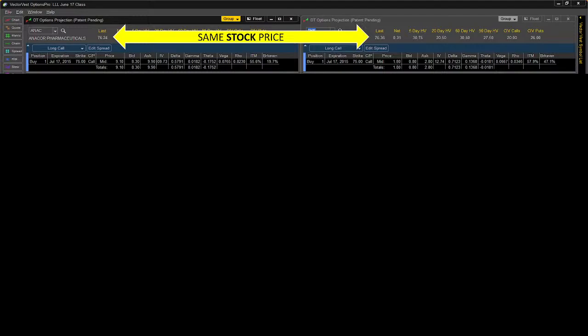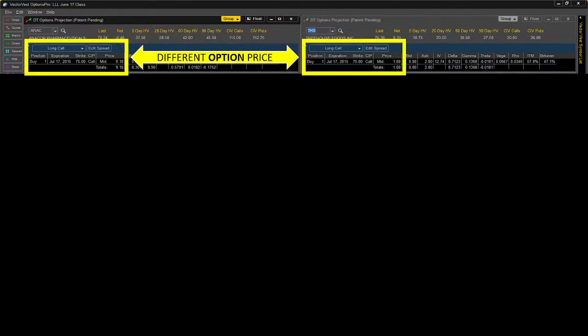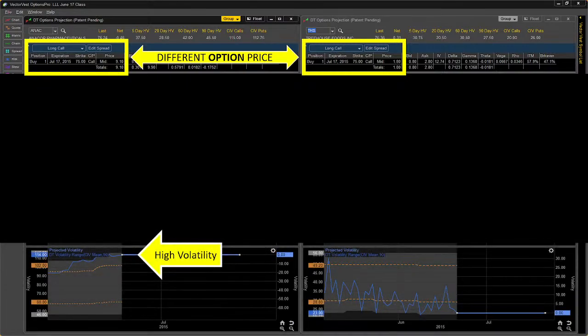Even though the stocks have the same stock price, look at the option value. Way different. Over on the left, that option would cost you $910 to buy. Over on the right, it's going to cost you $180. Huge difference. 4 times more expensive than the one on the right. Why? Because that option on the left has extremely high volatility. That high volatility causes option prices to increase dramatically.